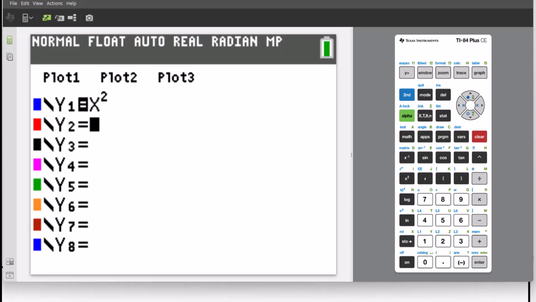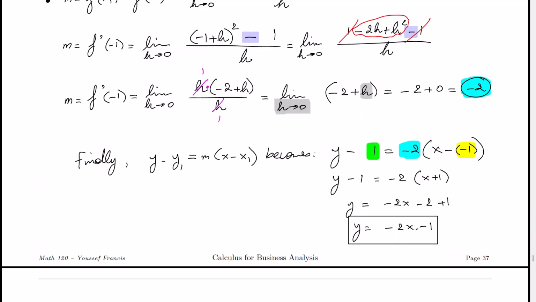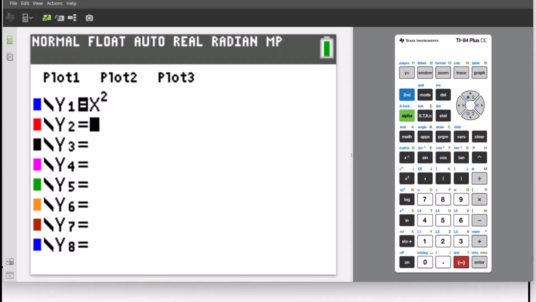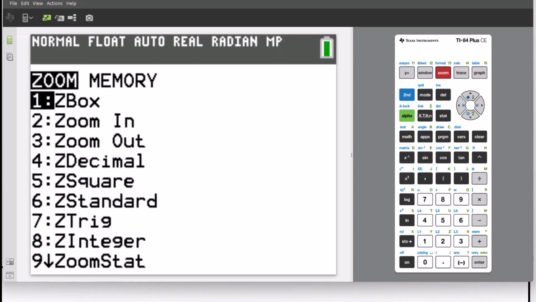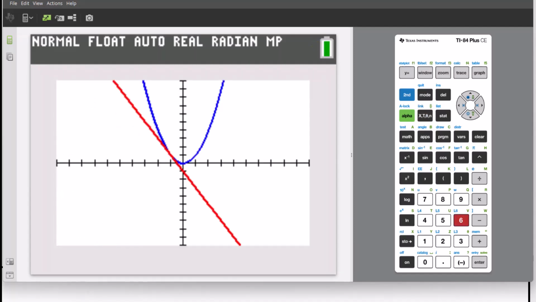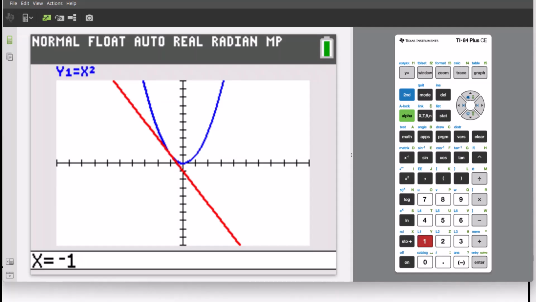Next, I'm going to put in the equation of the line that we just found, and the equation was -2x minus 1. We just finally discovered it, so I'm going to put -2x minus 1 there. I'm going to reset my zoom to the standard zoom, and there it is. So we have a parabola, and we have a point where x is equal to -1. By the way, this is the point.